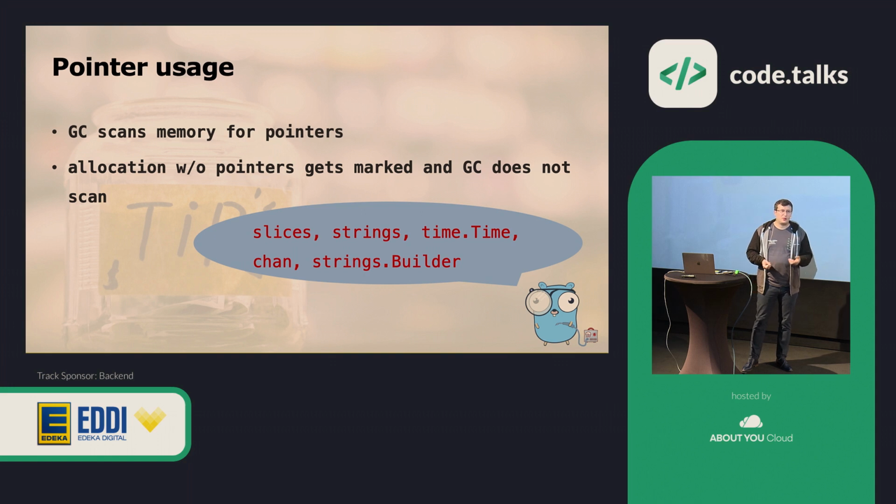How do I do that? How do I get my data types not to contain fields that are pointers or contain pointers themselves? Well, don't use pointers in your fields for such a data structure, and avoid using things that have hidden pointers like strings, slices, builder, time, and so on. Channels, maps, of course.